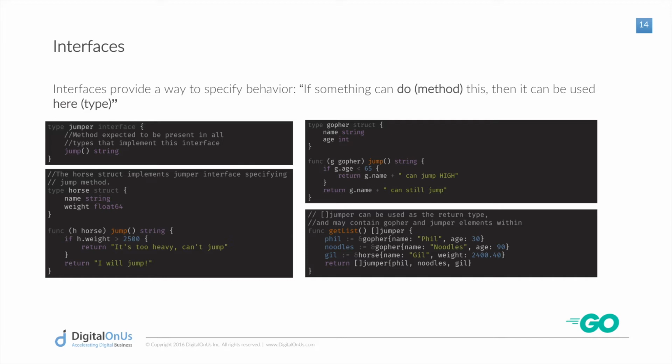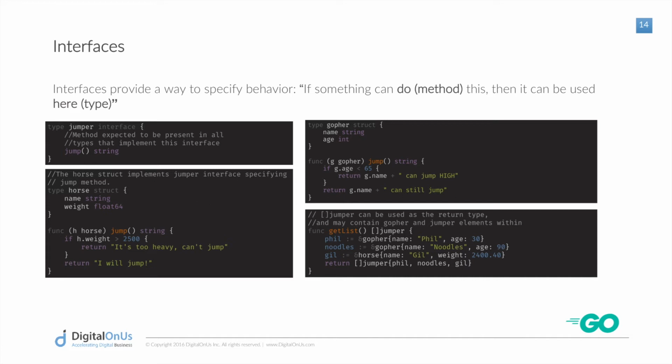Let's talk about interfaces. Basically, interfaces provide us a way to specify behavior. If something can do this, then it can be used here. In order to create an interface, we need to specify the keyword type, followed by the name of the interface, and end with the interface type.